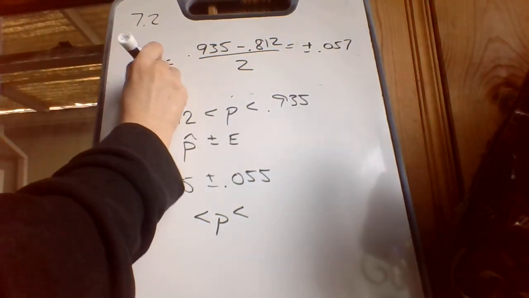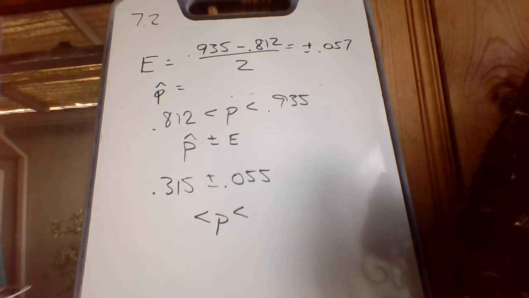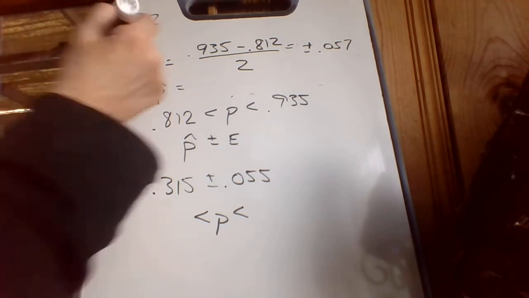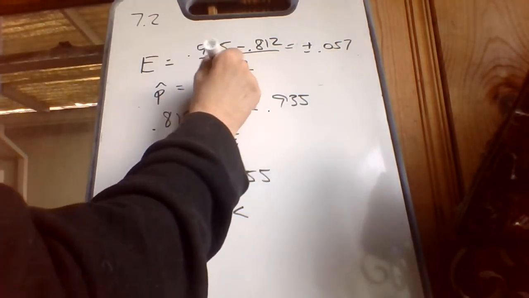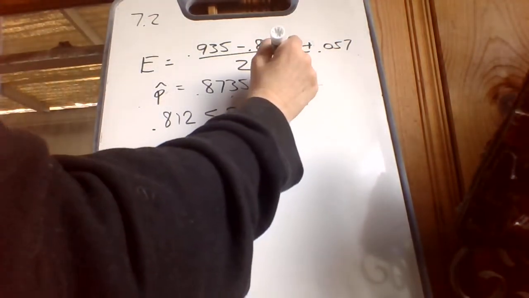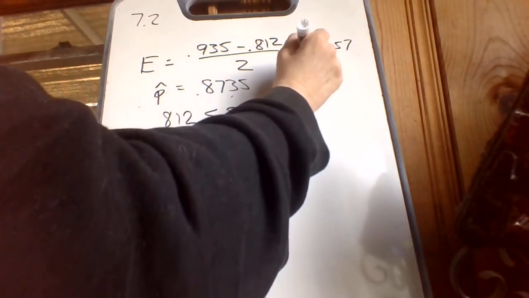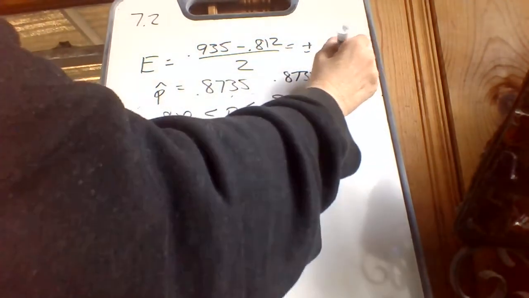And then P hat is to average those two: 0.935 plus 0.812 divided by 2. The exact center between those two numbers is 0.8735. Okay, so the answer to this problem would be 0.8735 plus or minus 0.057.